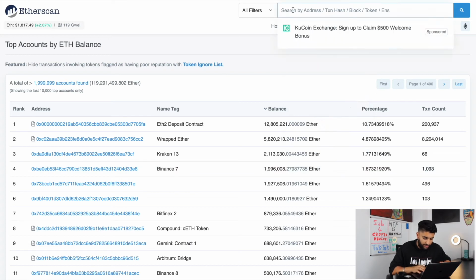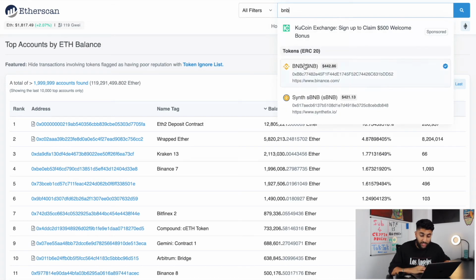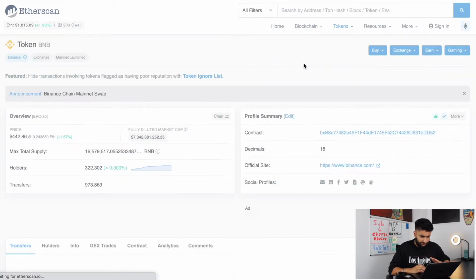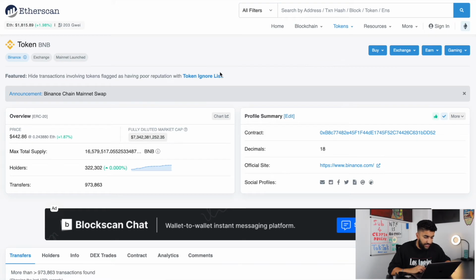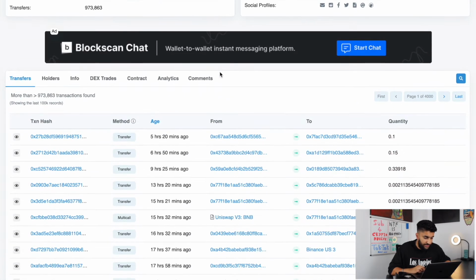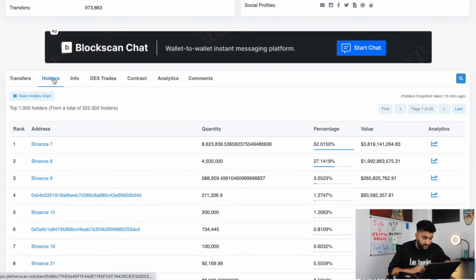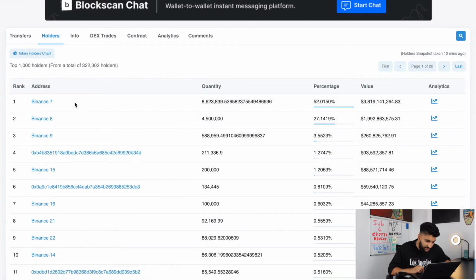We go up to the top here and we can just search any coin you want. So in this case, I'm going to search BNB, the popular exchange coin. Now we just click on it here, and if we scroll down, we can then go to the holders tab. And as you can see here, we have the same information which we previously saw with Ethereum.